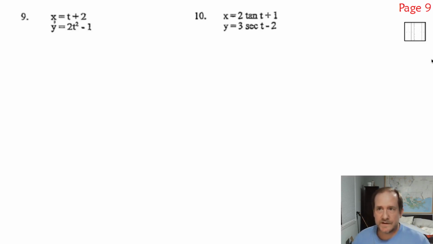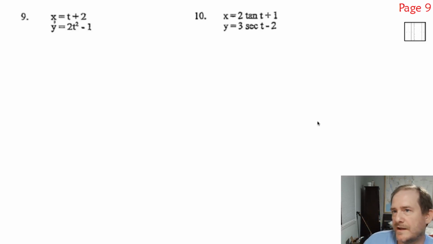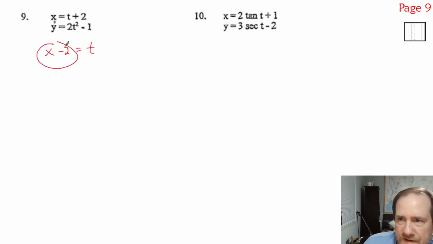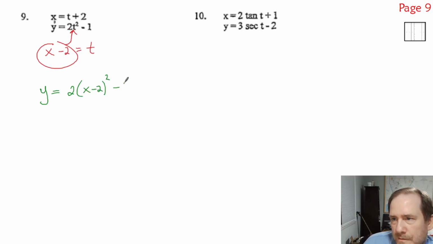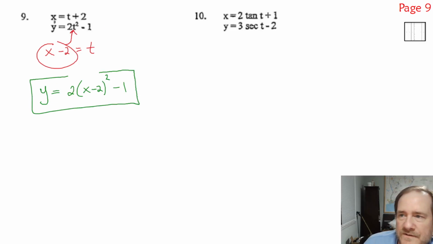Okay, 9, I'm happy to say, looks kind of like a cakewalk, because I'm pretty sure for number 9 I can just subtract 2 from both sides to get an expression for t. I can then take that expression and jam it into my y equation, generating a new equation where y is equal to 2 times (x minus 2) all squared minus 1. And that's it. I just eliminated my parameter. This is now a totally valid rectangular equation.